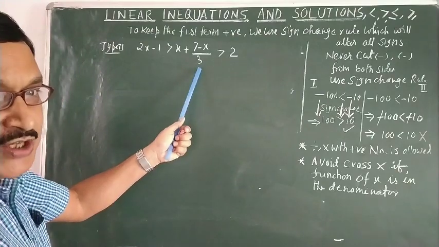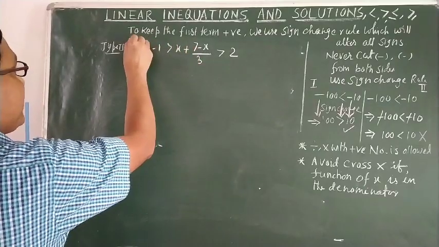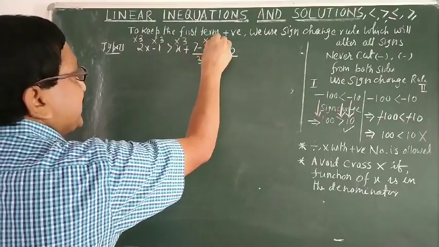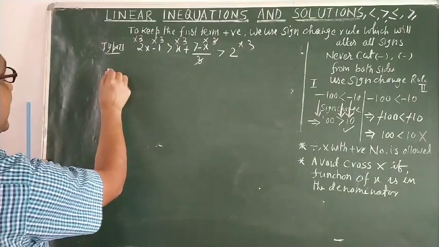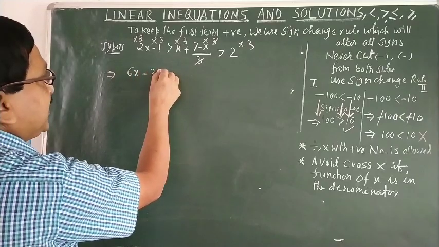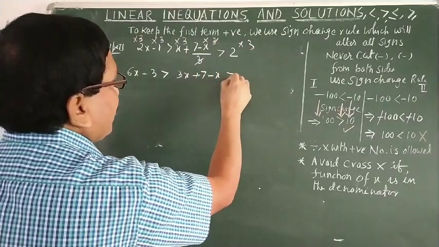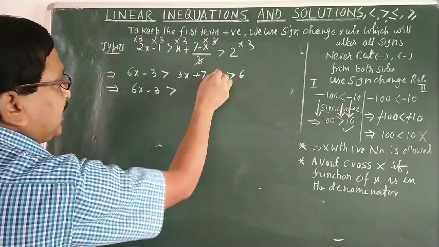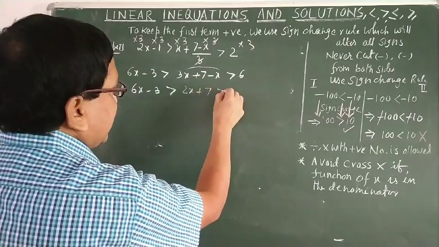Now to remove this 3, we multiply by 3 to all the terms. Remove this 3 by multiplying with 3, 3, 3 and 3. So this 3 cancels this 3. After that we get 6x minus 3 more than 3x plus 7 minus x more than 6. So this gives 6x minus 3 more than, decomposing this, 3x minus x is 2x plus 7 is more than 6.